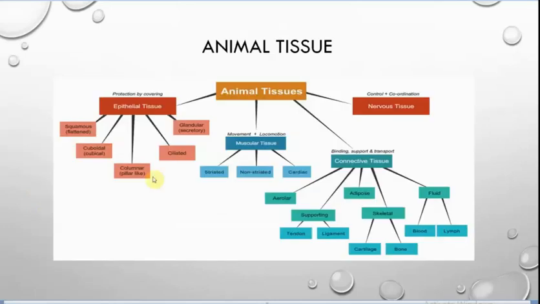So I hope you have understood about xylem and phloem. Now let us proceed to the animal tissues. Whatever we have discussed till now, we were discussing about the plant tissues. Now our next segment is animal tissue.